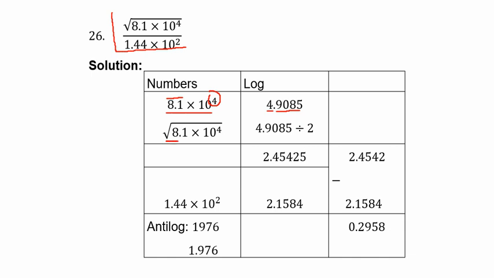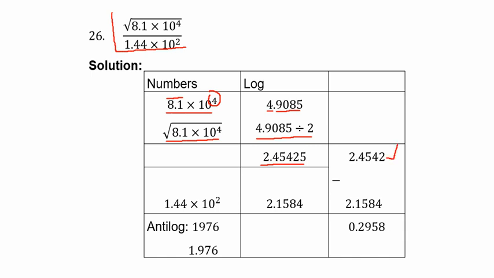Root is division of the log value. So the square root of 8.1 times 10 power 4 means we divide this log value by 2. You know, root means power of 1 over 2. When you divide, you get this result. Although we need just 4 digits, so we have to neglect 5. So let's keep the result here.